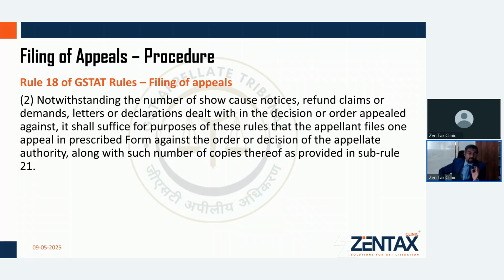But as far as the situation now goes, when there are multiple show cause notices, but there is only one appeal order by the appellate authority, then you need to only file one appeal before the GST Appellate Tribunal as is contained in Rule 18, Subrule 2.